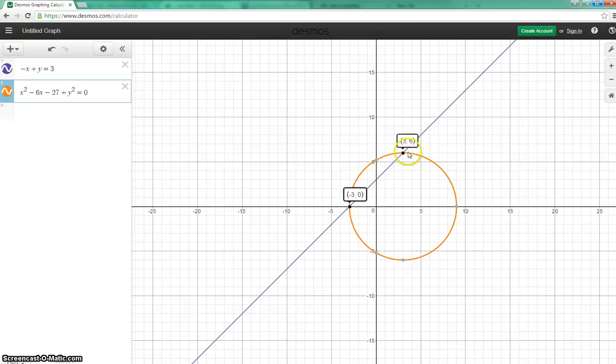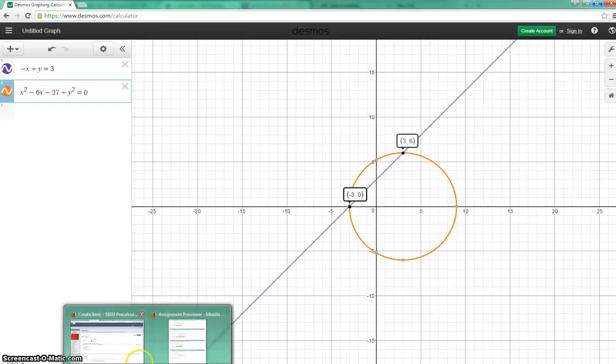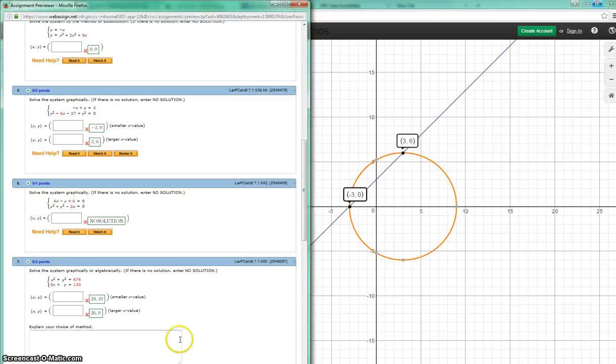Like, there they are. These are the solutions. These 2 points are the only x and y values that will make both equations true. So we've solved the system of equations. So just plug it into Desmos would be the best way.